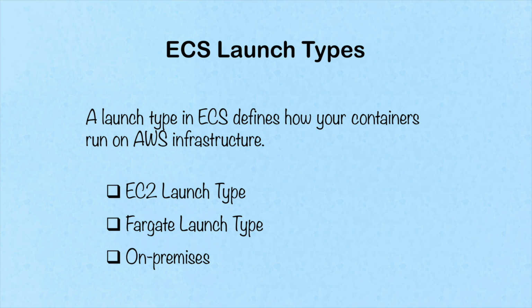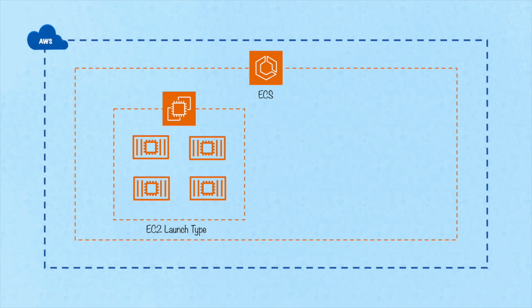EC2 launch type, Fargate launch type, and on-premises servers. In EC2 launch type, you provide and manage the servers where your containers run. You control everything, including scaling and updates. ECS schedules tasks on EC2 instances that you provision inside an auto-scaling group.